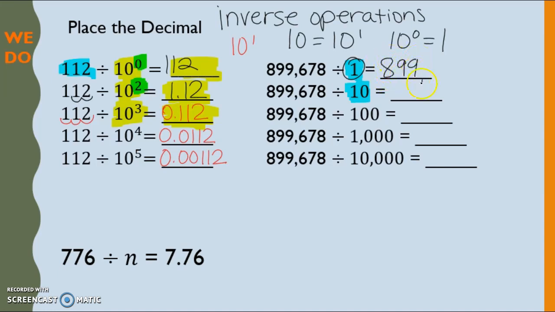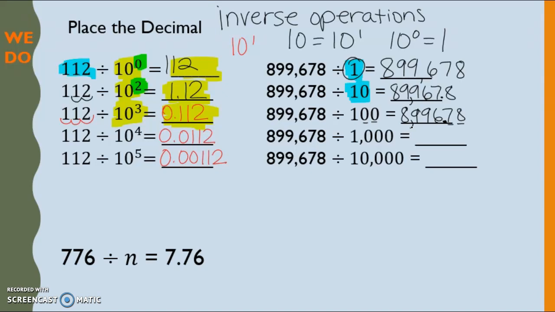We should have 899,678. Here we should have, not quite sure what that number is yet. We have 89,967 and 8/10. Wow, say that 3 times really fast. Here, I'm going to write down all of the digits. Then I'm going to count back 2 times and place my decimal point because there are 2 zeros in 100. And then I'm going to count back 3 more times to place the comma.